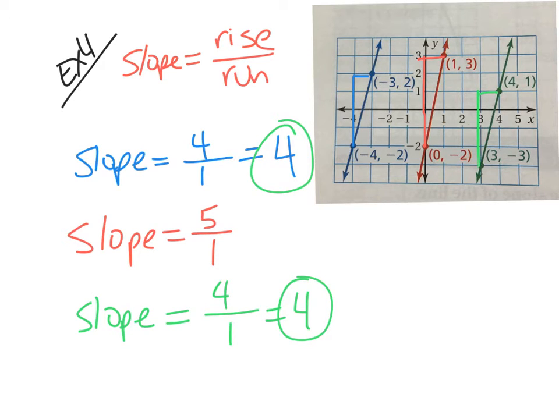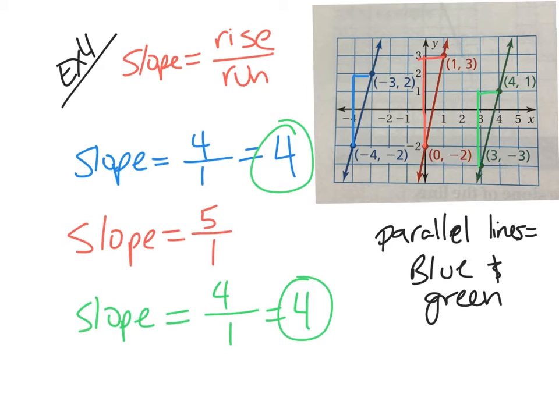So which lines are parallel? 4 over 1, 4 over 1. The blue line and the green line. Yes. Always make sure you answer the actual question. Parallel lines: blue and green. Any questions on how to find slope? No. All right, on your paper, put this down.